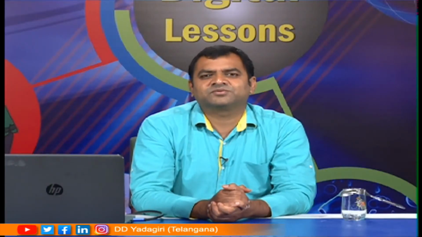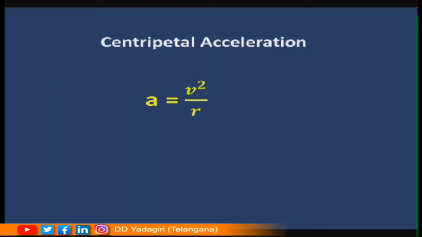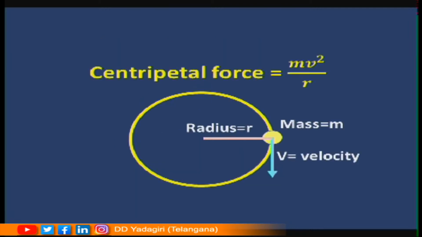Children, now let us revise. The force which is necessary for an object in uniform circular motion is called centripetal force. Centripetal acceleration for an object which is in uniform circular motion is given by a equal to v square by r, and we can calculate centripetal force which is mass times acceleration, which will be equal to m v square by r. The velocity of the object is always perpendicular to the centripetal force. The centripetal force is always directed towards the center of the circle and is given by m v square by r.